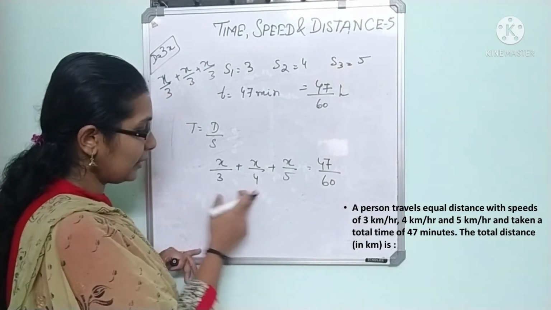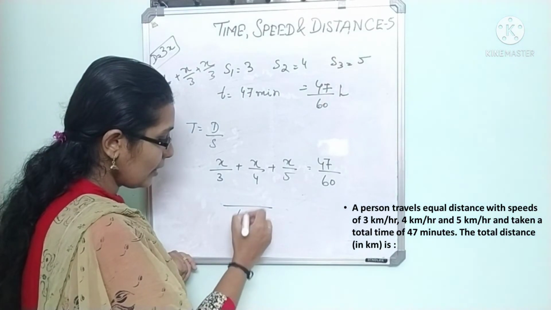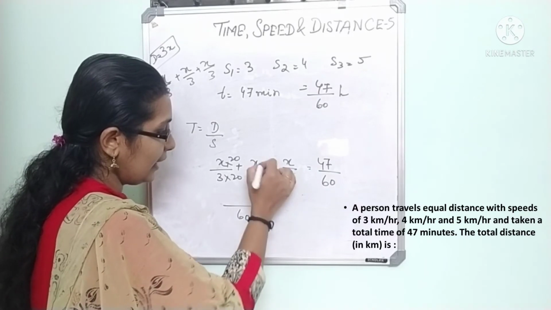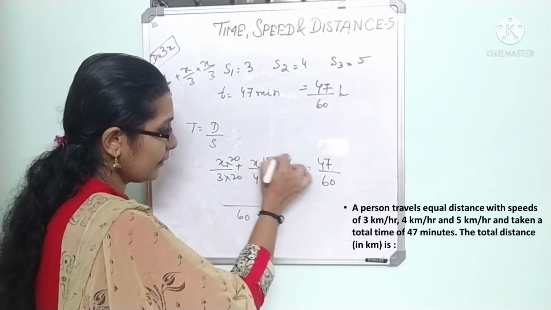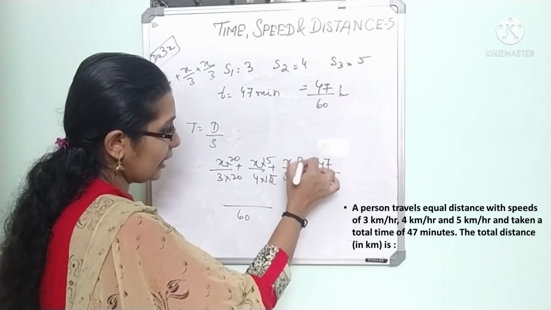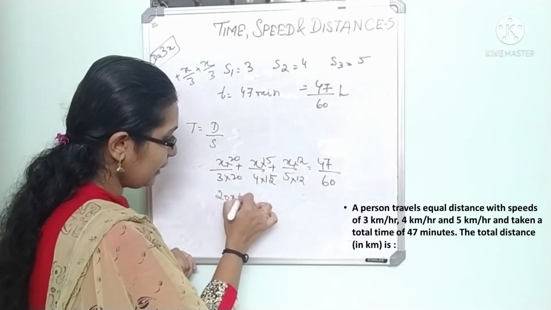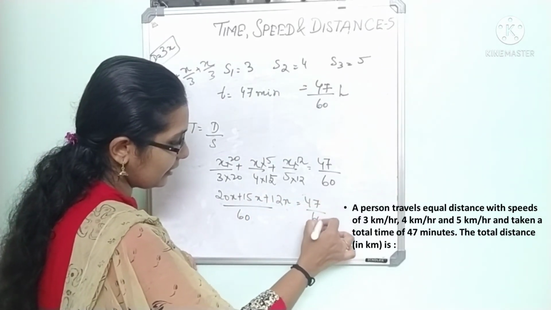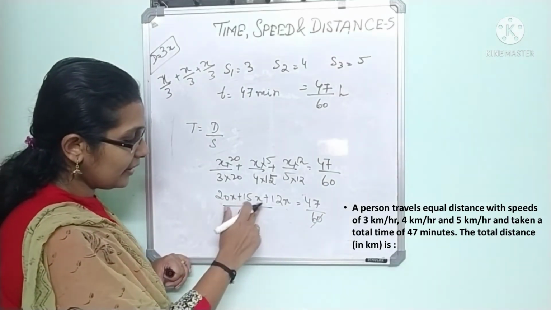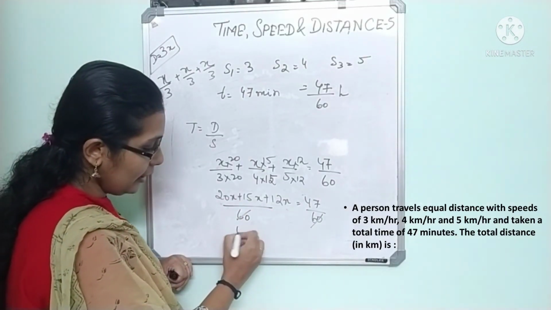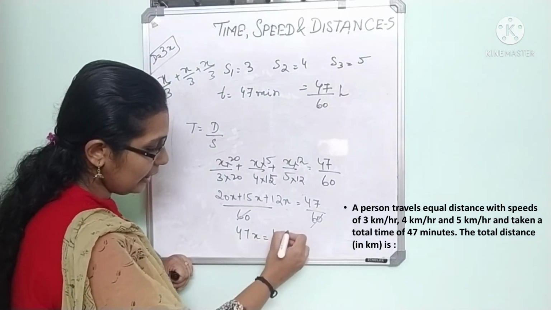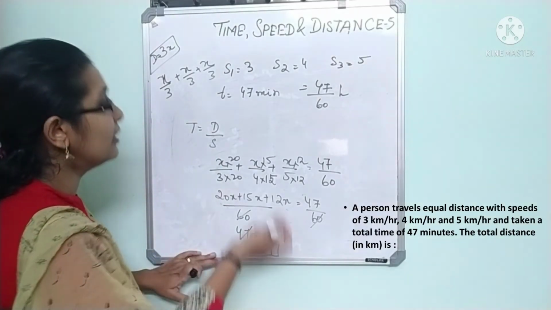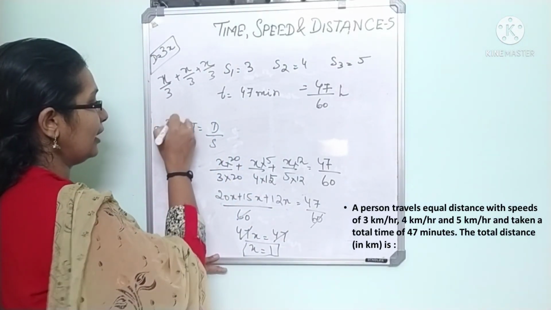So LCM is 5 4s are 20, 20 3s are 60. So 3 into 20 times. 12 times. Sorry, 15 times. 5 12s are 60. Correct? So 20x plus 15x plus 12x is equal to 47 by 60. So 60 and 60 get cancelled. 20 plus 15 is 35, 45, 47. So 47x is equal to 47. So 47 gets cancelled. x is equal to 1. Okay, so now substitute this x value here. So distance is equal to 3 into 1.